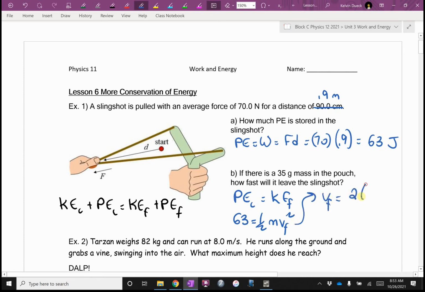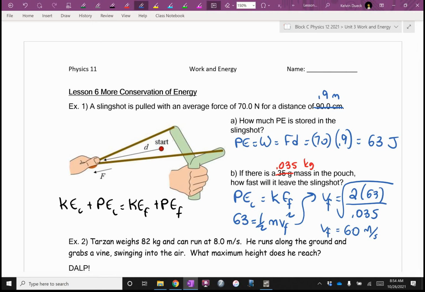V is going to be 2 times, not 0.63, Mr. Dewick, times 63, divided by, oh, nice try, Mr. Dewick, 35 grams. How many kilograms? 0.035. This might work out evenly. 60? Does that seem about right? Half a football field, and I've seen slingshots. They go pretty fast, but not so fast that I can't see the rock move.